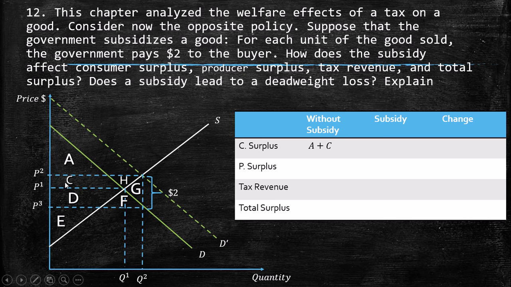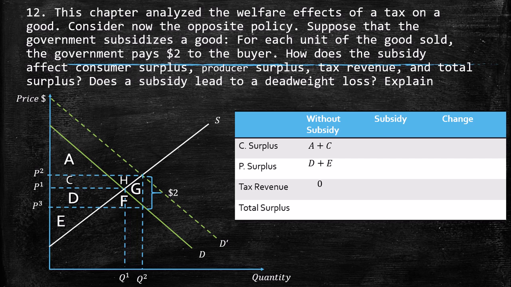So it's AC. With the producer surplus, they will have a benefit because there are producers willing to offer the products even at prices lower than P1, but instead of these prices, they can offer at P1. So the producer surplus is DE. What about the tax revenue?